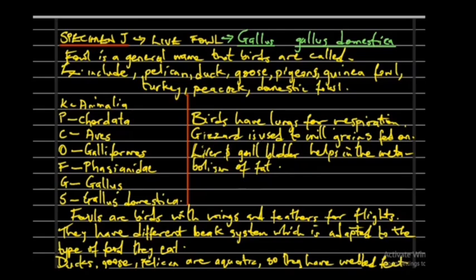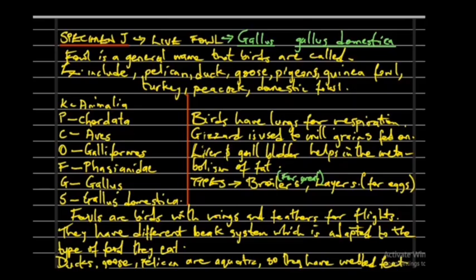Now, talking about the domestic fowl, it is reared for so many reasons. We have different types of them. We have the broilers, those that are reared for meat, and then some of them are layers, the ones that are reared for the production of eggs. So we have these as types of these animals.